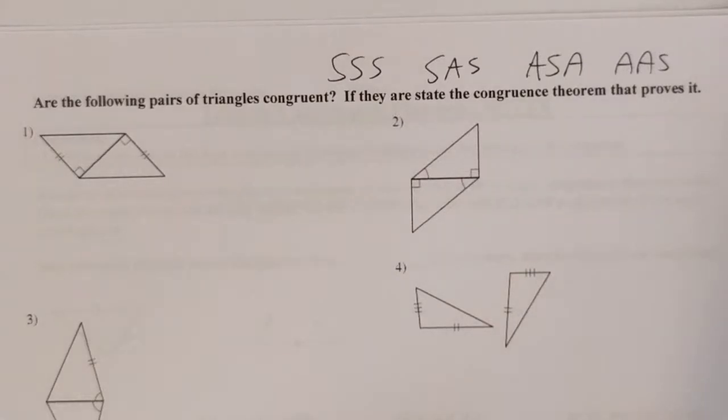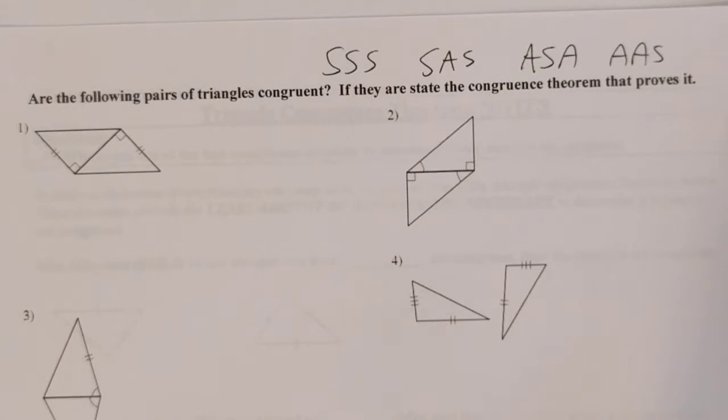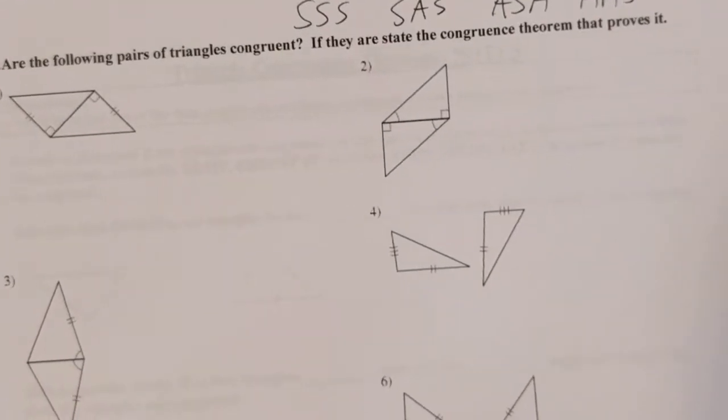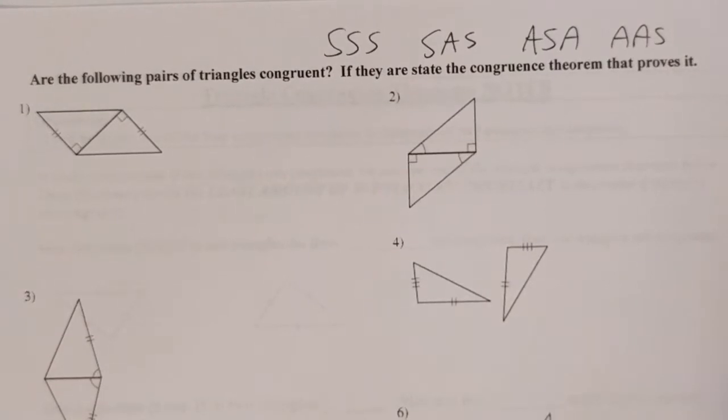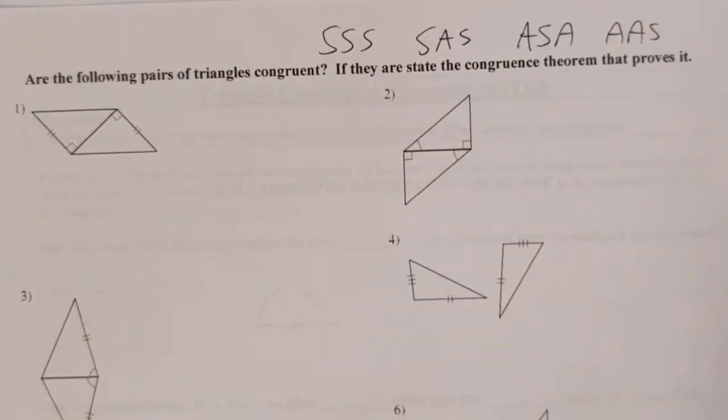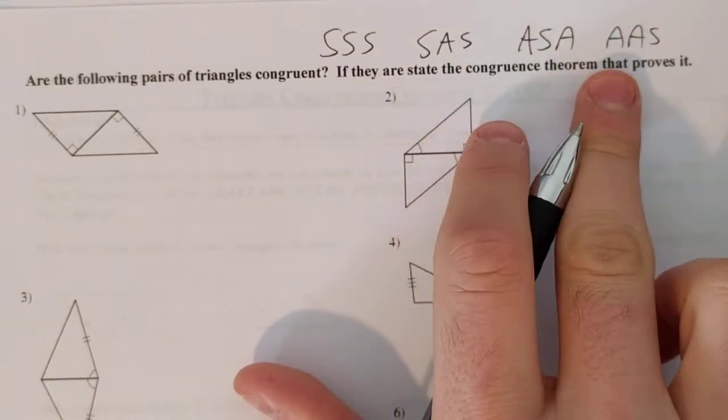In this video, we're going to use the four triangle congruence theorems to determine if two triangles are actually congruent or not. Two triangles are congruent when all corresponding sides and all corresponding angles are congruent. We're going to be dealing with the least amount of important information, though, with these four theorems.